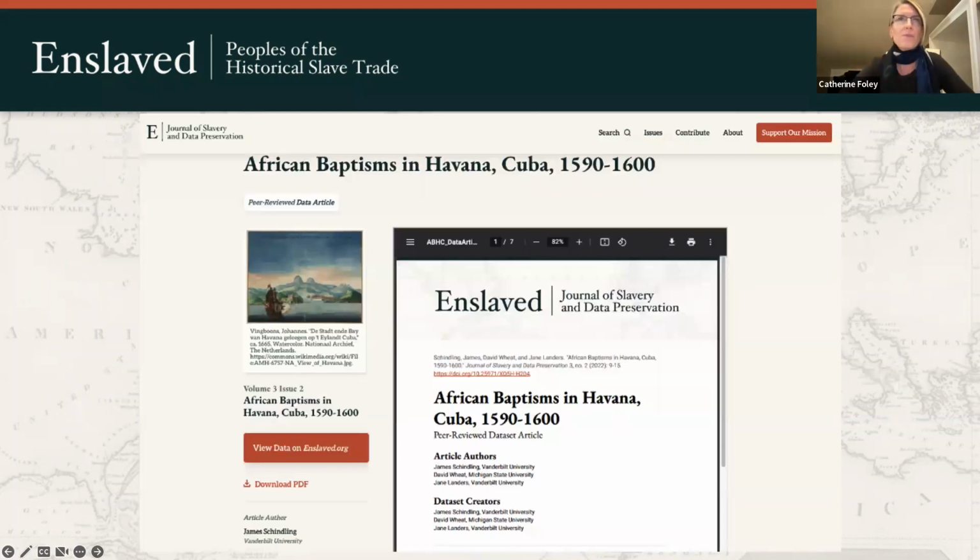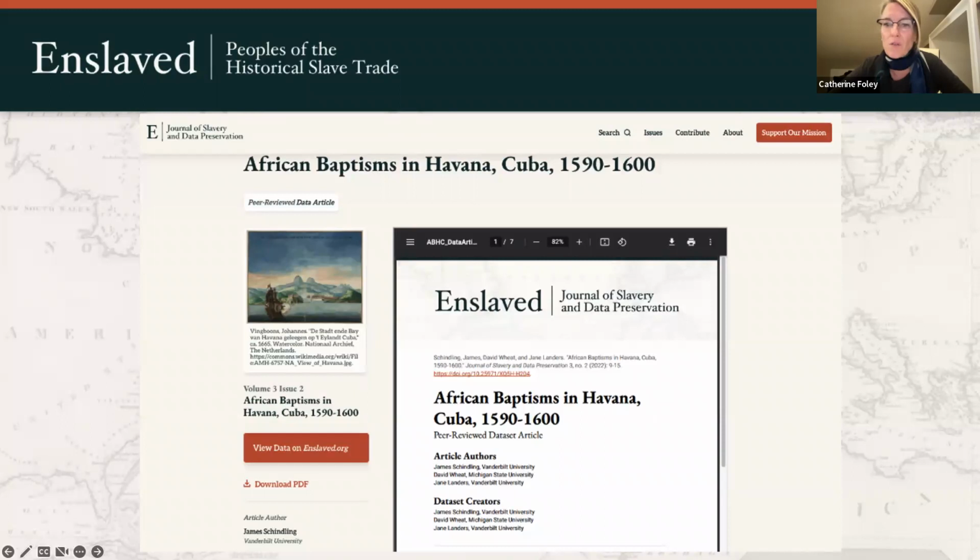So this is a screenshot of one of the 7 data articles in the most recent issue of the journal. It's African Baptisms in Havana, Cuba from 1590 to 1600. And it describes a data set that includes over 1,000 Africans and people of African origin depicted in Havana's earliest baptismal records, which currently stay in the church in Havana, Cathedral San Cristobal.